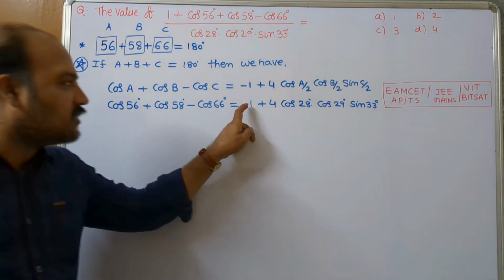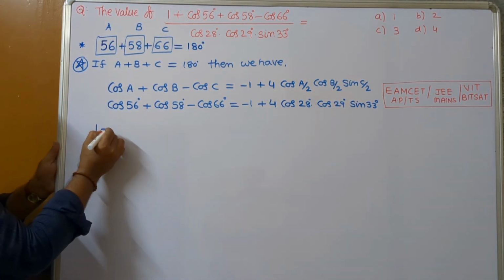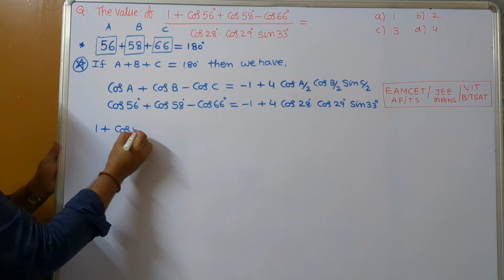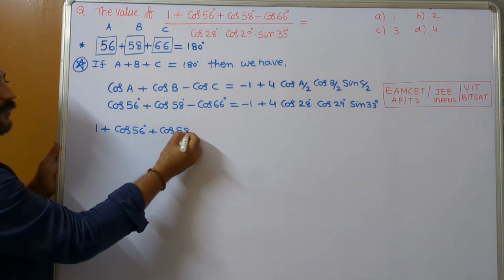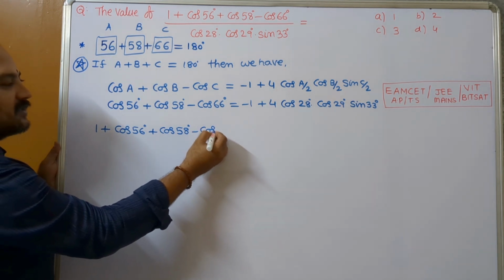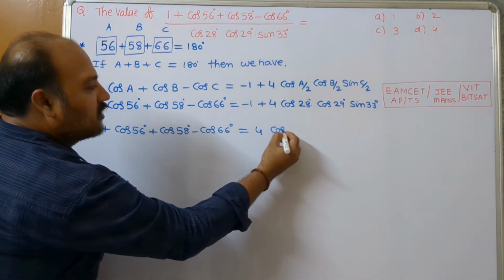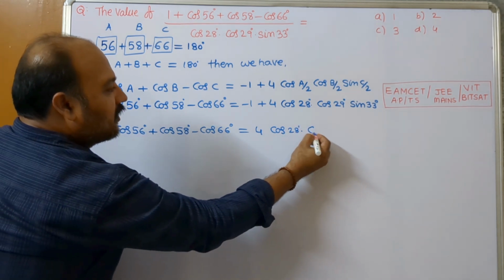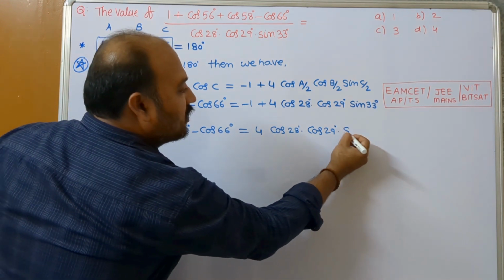Here, minus 1, I am bringing this side, it comes as plus. So, 1 plus cos 56 plus cos 58 minus cos 66 is equal to 4 times cos 28, cos 29 and sin 33.